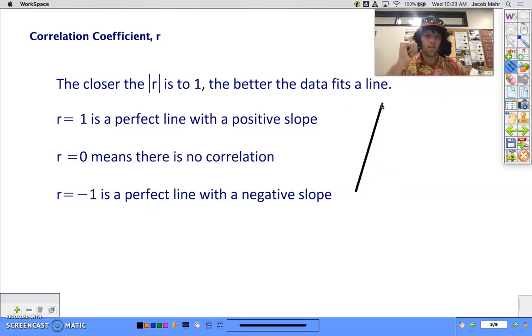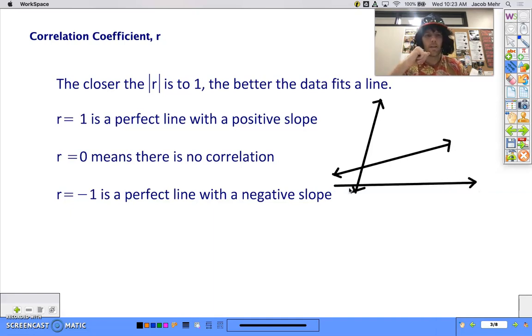If R is 1, it could look like that. It could look like that. It could even look just barely a positive slope like this. Those would all have points on them that made those lines and they have a positive slope. R equals negative 1 is a perfect line with a negative slope. Doesn't mean the slope's negative 1, just means the slope is negative.